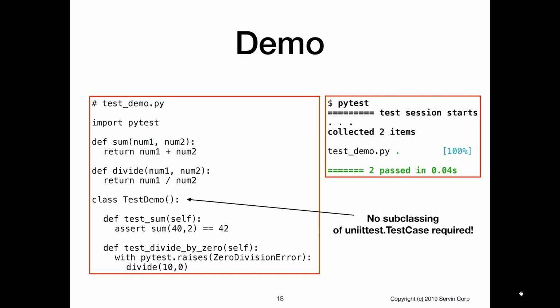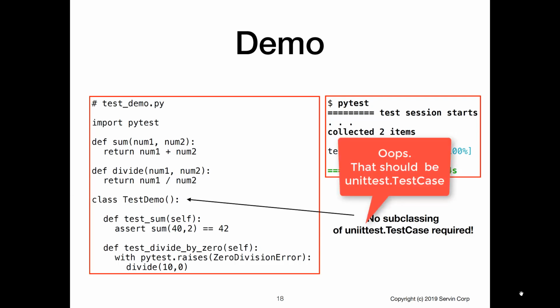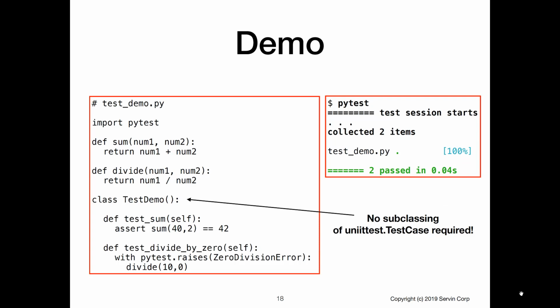Notice I have a class called test demo, and importantly, if you think back to when we did an earlier lesson on using unittest, we saw that unittest actually required us to subclass from the TestCase class. But here we don't have to do that. We just say we're going to have a class. In this case, I said test demo. And notice in my test demo, I have a test sum and I have a test divide by zero. So I've collected those tests into a single class.